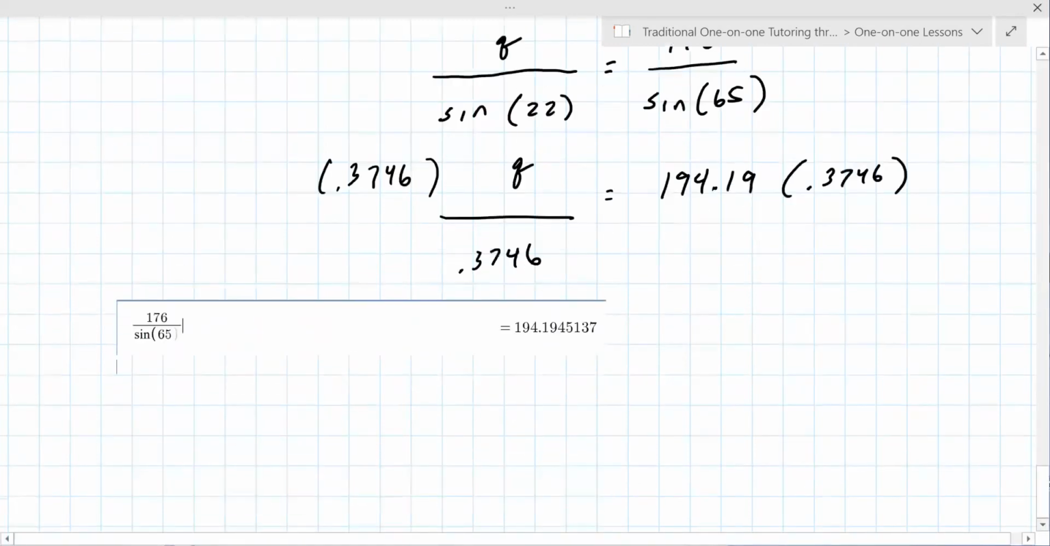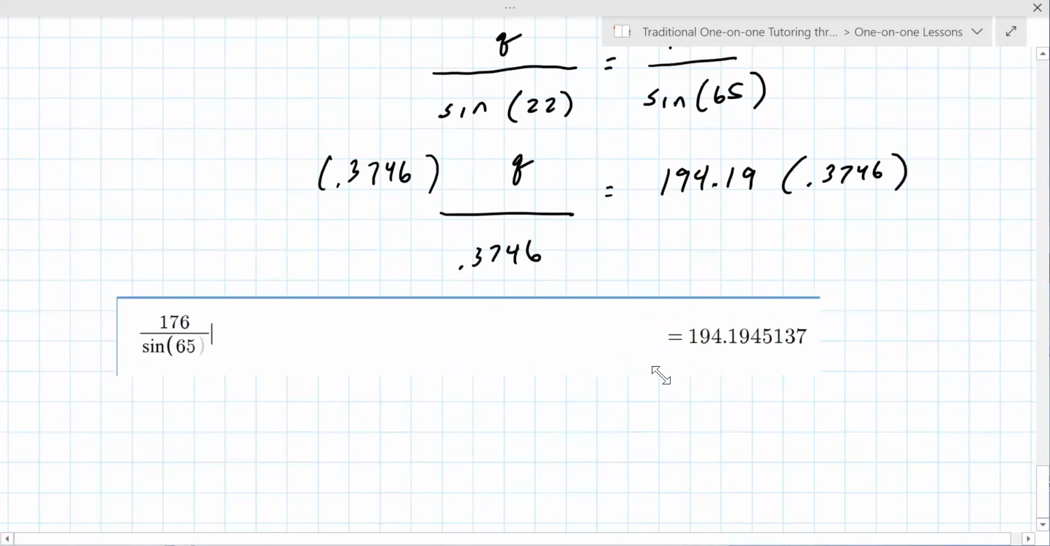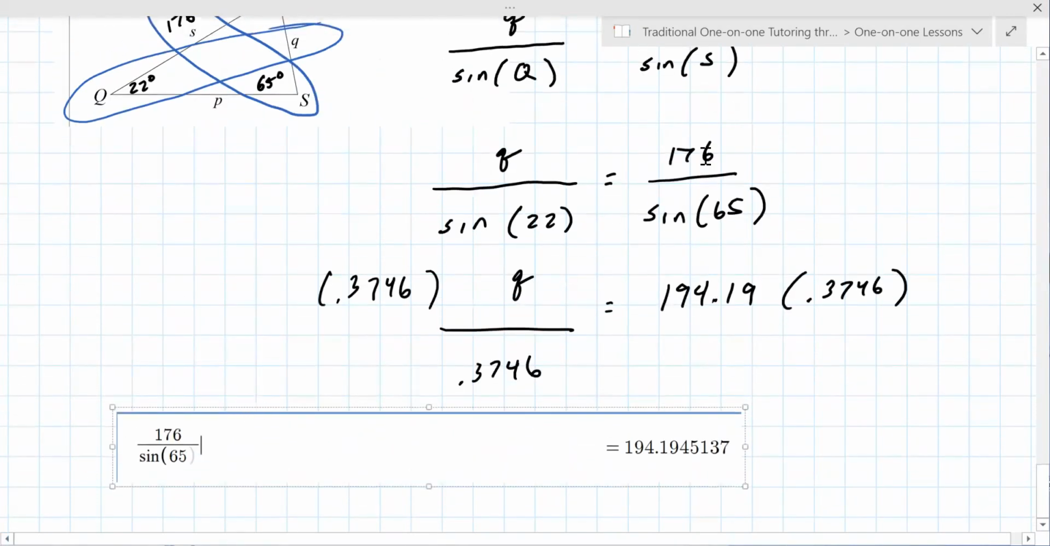Okay, so hey, Christopher. Did you get the sine of 176 divided by the sine of 65 is 194.19? I mean, that's what you told me. Yes. Okay, and then you're going to multiply that number by what? By 0.3746, and I get 72.74. Good, that's really good.